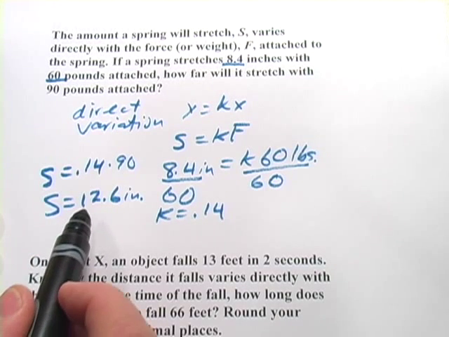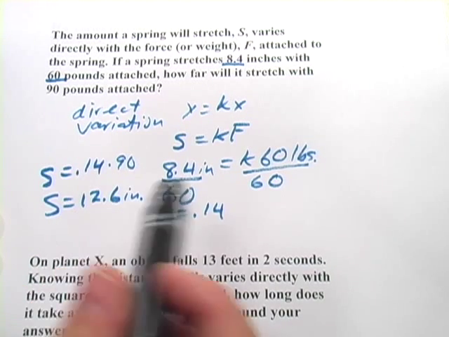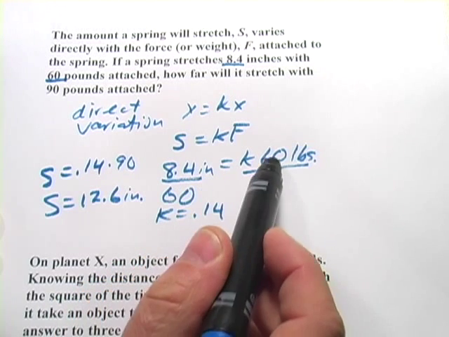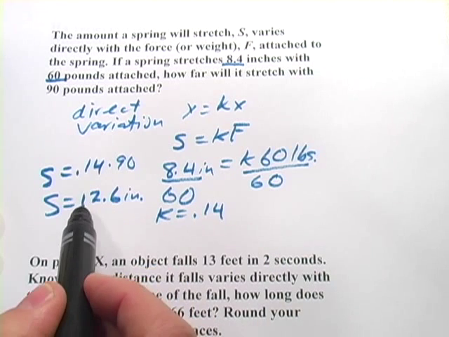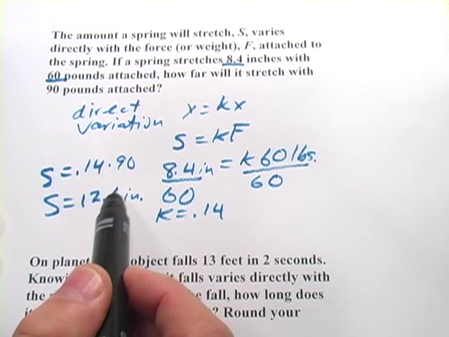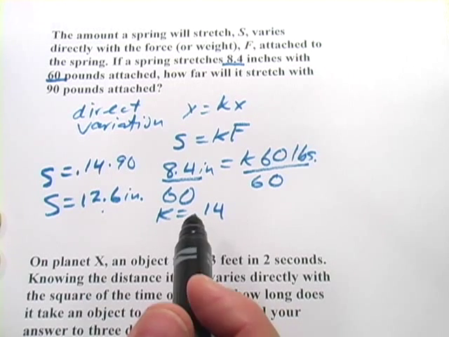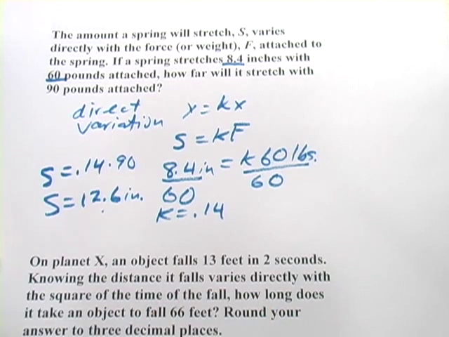And I do like to look back and ask myself, does this make sense? In the first part of the problem, a spring stretched a little over 8 inches when 60 pounds were attached. Then it stretches 12 inches when 90 pounds are attached. It stretches more with more weight. That seems to make sense. So I think I'm on the right track here. Let's look at another one.